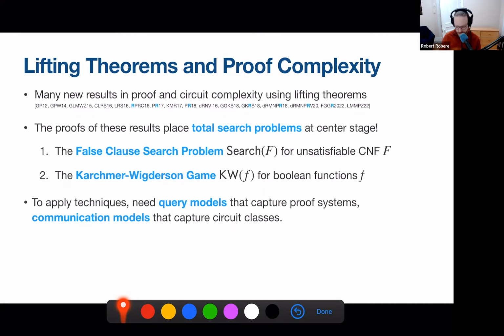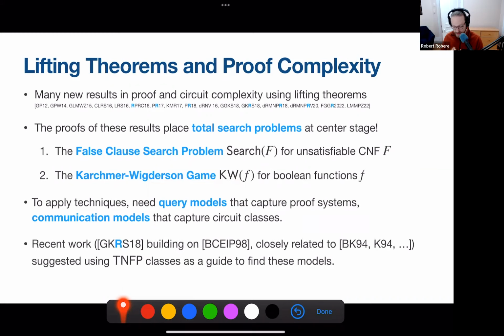Now, classically speaking, there were a few examples of this. Maybe some people are familiar with decision trees being related to tree-like resolution. And in the original Karchmer-Wigderson paper, they showed that communication protocols for the Karchmer-Wigderson game correspond directly to Boolean formulas. But it turns out that we can actually go further than this. We don't have to stop just at tree-like resolution, decision trees, communication protocols and formulas.